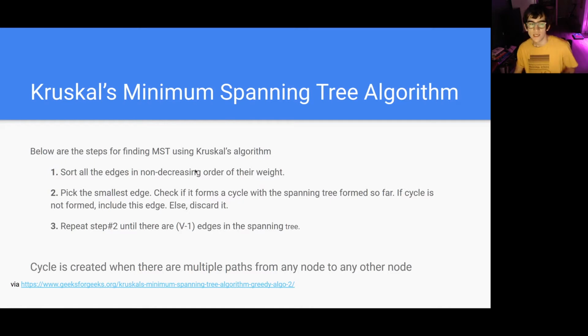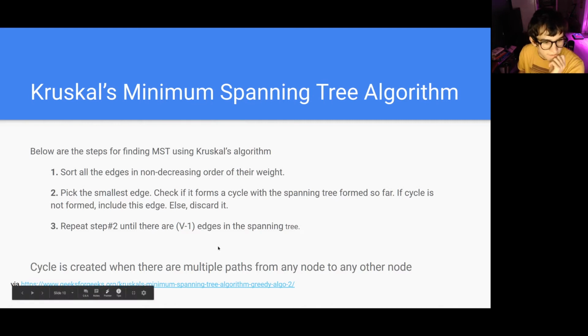So this is an algorithm to find the minimum spanning tree, which is a path through a graph with a minimal total cost, and it also visits every single node. So I have the description here of the algorithm from Geeks for Geeks. I included the link here if you want to learn more. Otherwise, you can just Google it.